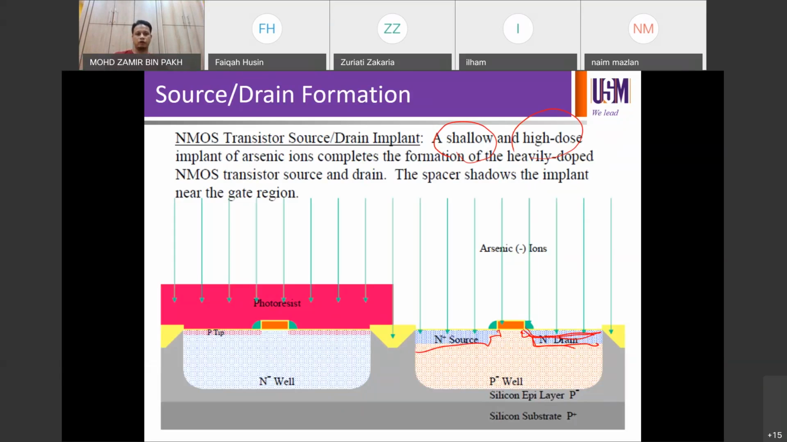So a shallow but high dose implant of arsenic completes formation of the heavily doped N transistor on the right hand side. The spacer shadows implantation near the gate region.